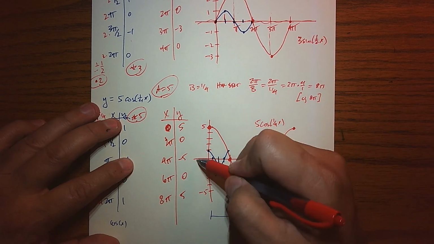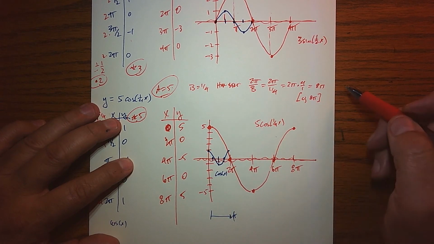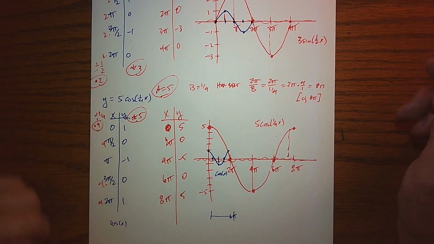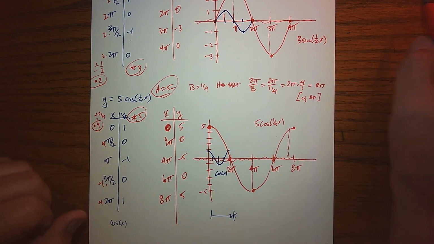Amplitude-wise, again, the equilibrium is the x-axis. We're 5 above and 5 below. So the height of the wave in any direction is 5. So amplitude, like we said, is 5. So there you have it.